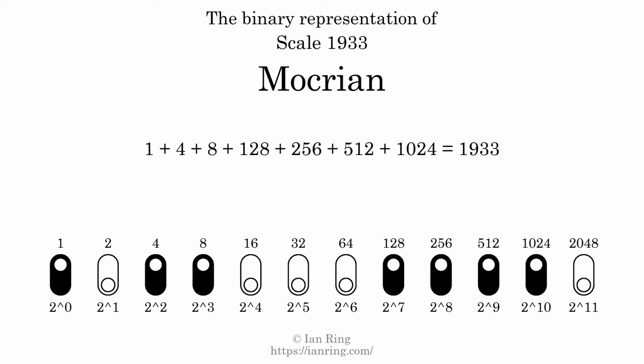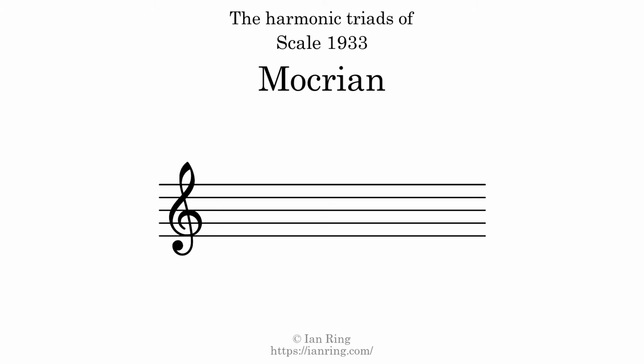1933. The scale number not only enumerates the scale with a unique index, but it also literally describes the tonal content of the scale. Represented as a binary number in base 2, the scale number is 0111100011101. Here are the harmonic triads present in this scale.